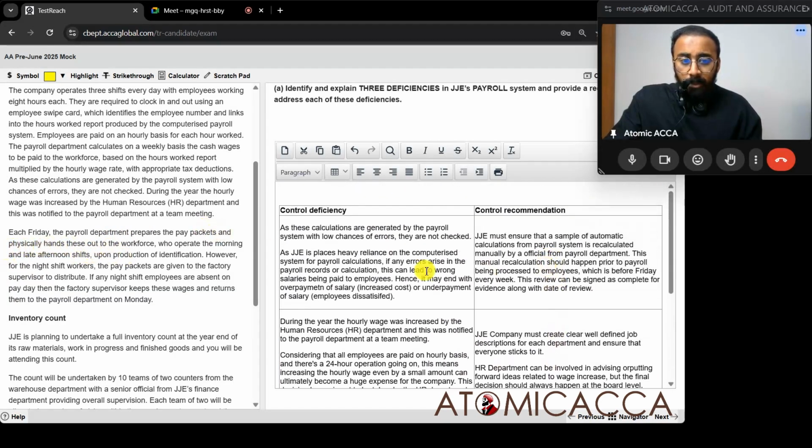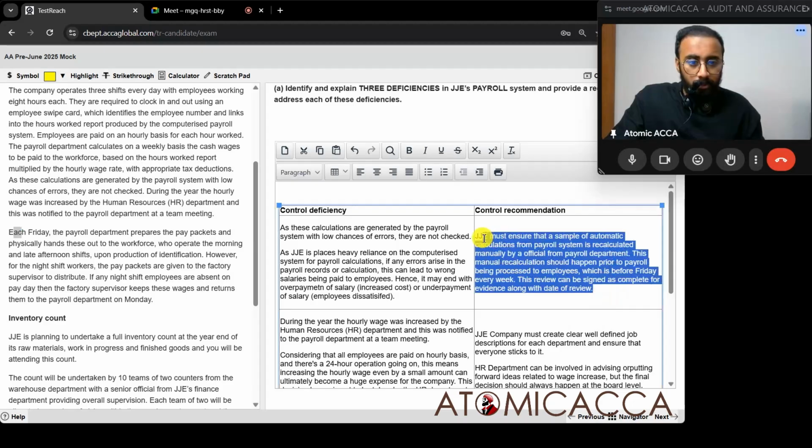One more thing: why adding Friday every week is a little important over here, or shows a little professionalism, is that whatever other information I wrote about manual recalculation being done and sign-off being done before payroll is processed, all of this is a general point. Meaning whenever a calculation is being done and it's not being tested by anyone, it's a general rule, or a general recommendation, that we are providing.